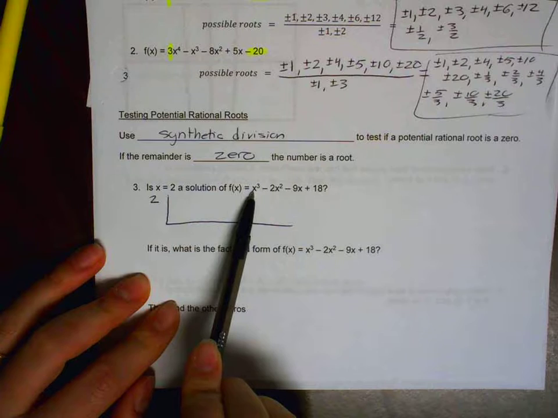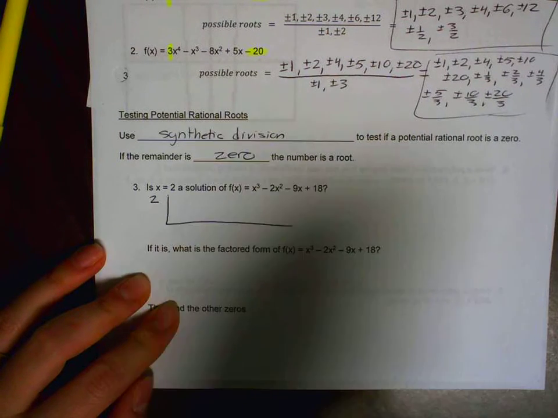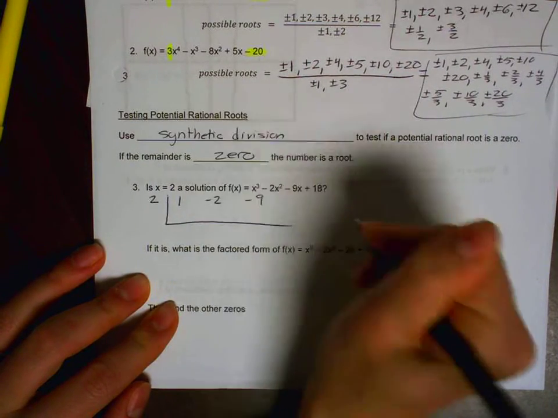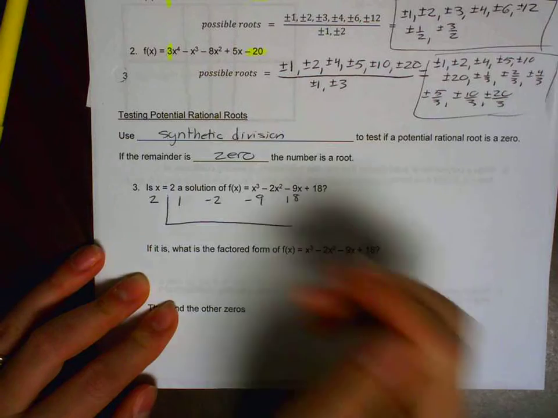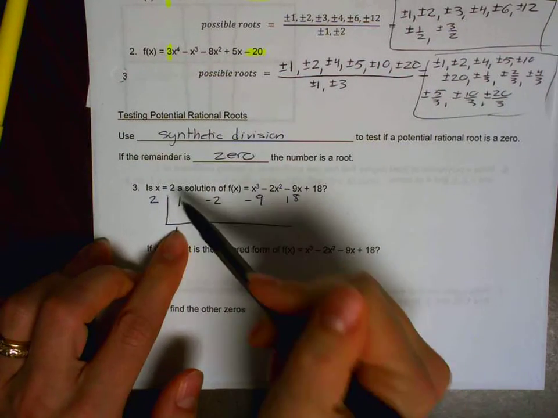So again, we check and make sure we have everything. We have x to the 3rd, x squared, x, and a constant, so we don't need to add any zeros. So we write in our coefficients. Bring down our first coefficient.